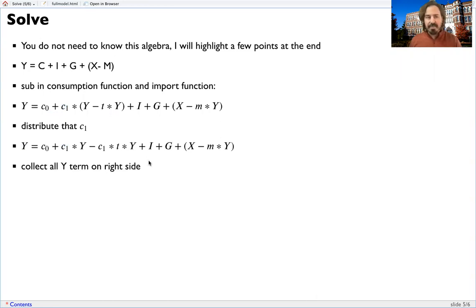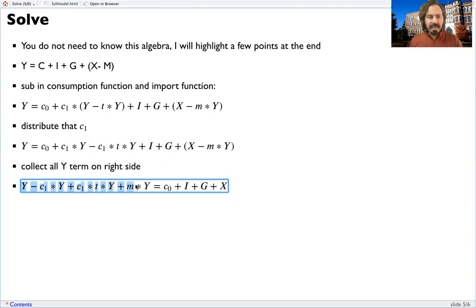Okay, so we distribute that through. And now we need to collect all the y terms onto the left side. Right. So you're taking from the right side to the left side. So if this one's being added here, we'll subtract it to get it to the left side. This one's being subtracted, so we'll add it to the left side. And so you end up with this term, right?